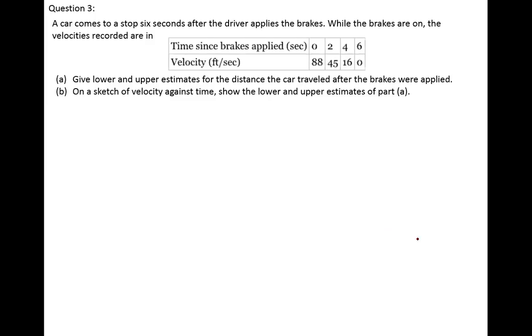On a sketch of the velocity against time, show the lower and upper estimate of part A. That's what we can do. We don't have to, because we can see the values in the table, but I think it will be helpful to put them on the graph. At 0, this will be velocity. I don't have a graph or a formula, but I have data. From the data, I can still get something.